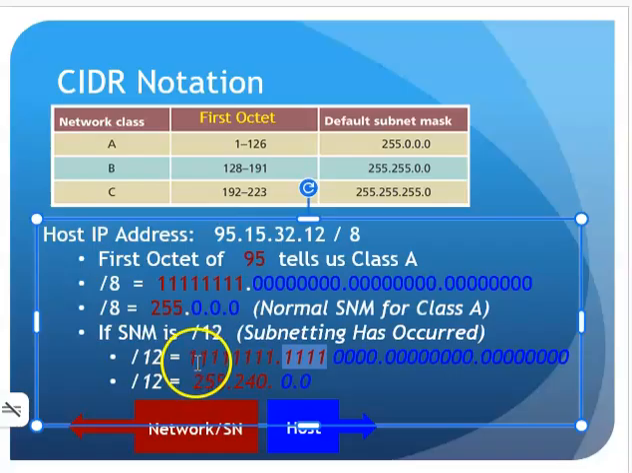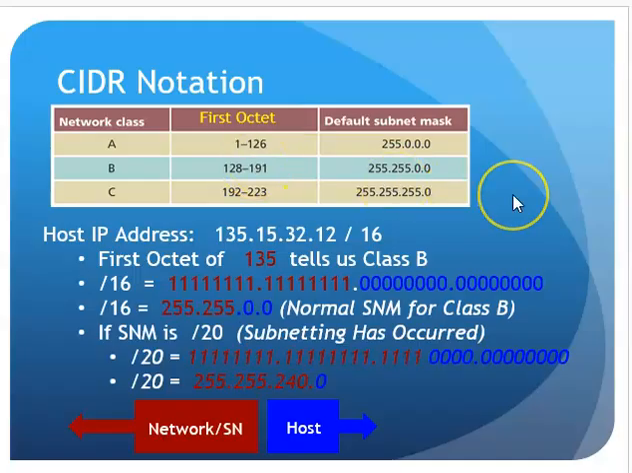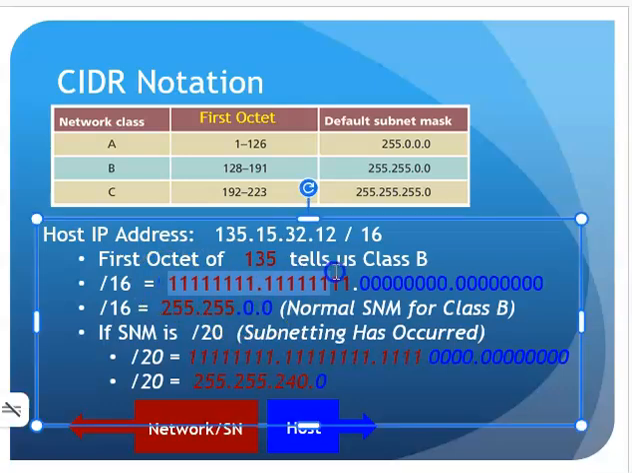And I now see a 255.240.0.0. So that 240 lets us know something occurred, or this /12, because it's supposed to be 8. We now see 12. There's 4 bits in there being used for subnetting. If I look at a 135, that tells us class B, I'm thinking 255.255.0.0. Here is that written out in binary, 255.255.0.0. Well, the 255.255 here, that's 16 bits. So that default is a /16 for class B.